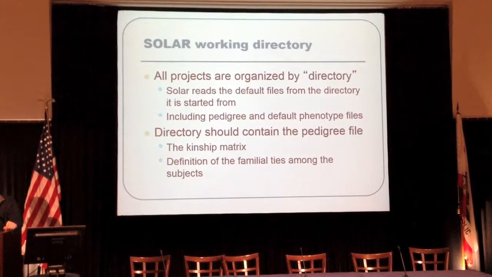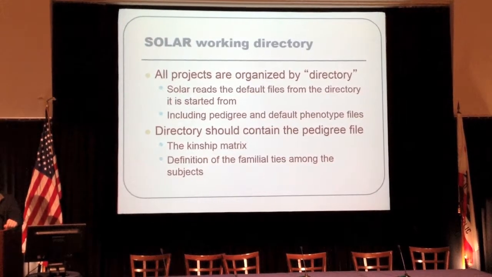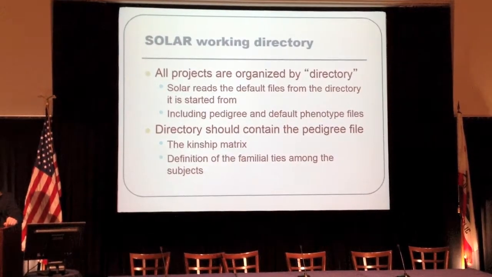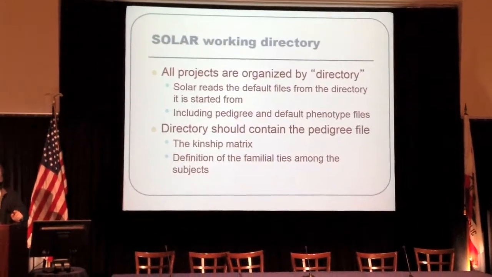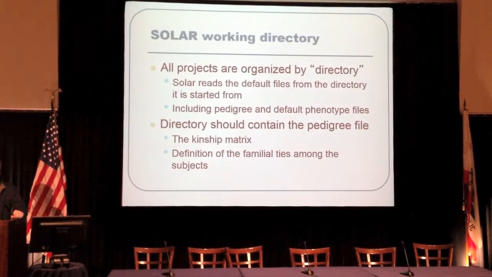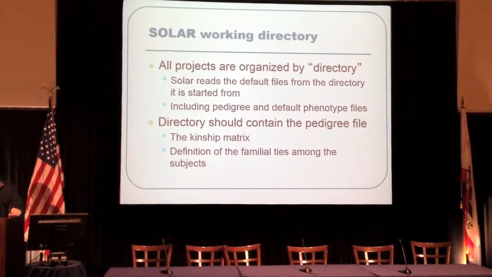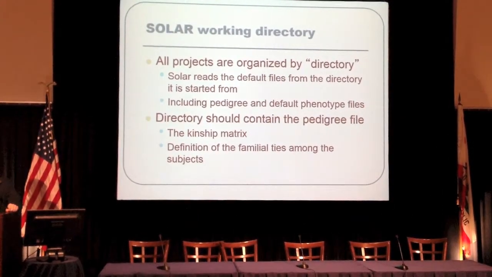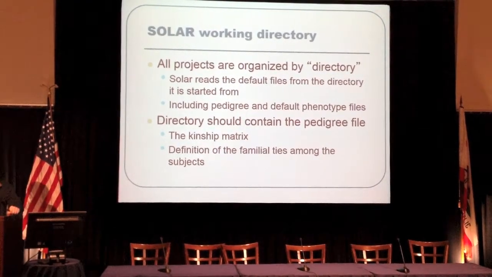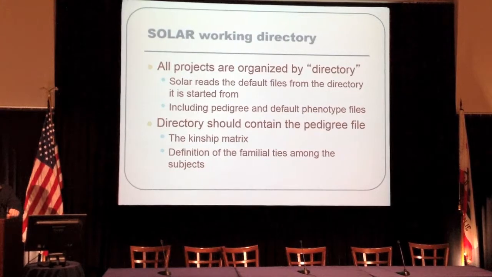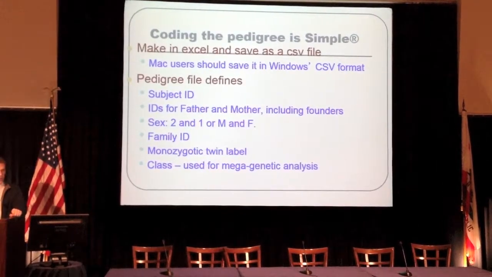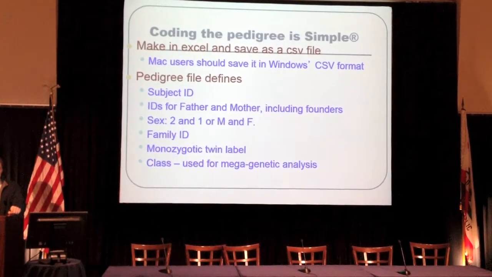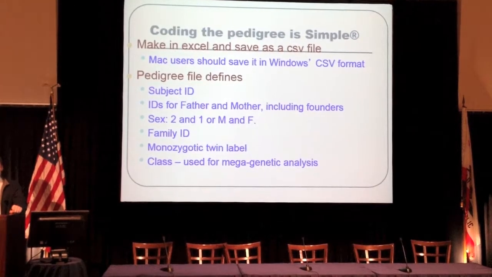So the directory should contain the pedigree file, also known as the kinship matrix, and that's the file that defines the family ties among the subjects. We definitely have a video explaining how to code the pedigree file on our website. If you have any questions, by all means contact me. I've probably coded over 100 pedigrees in Solar, so I'm quite up to date on all that. Coding the pedigree in Solar is actually very simple. You simply make an Excel file and save it as a CSV file.